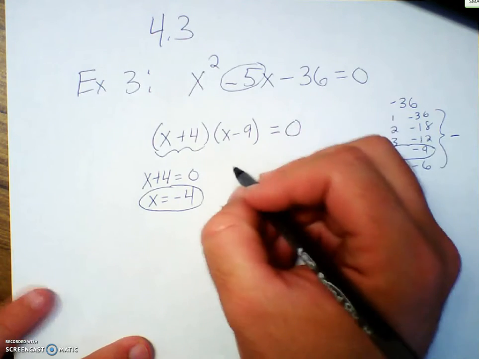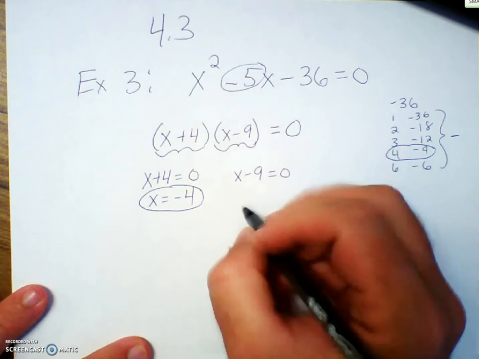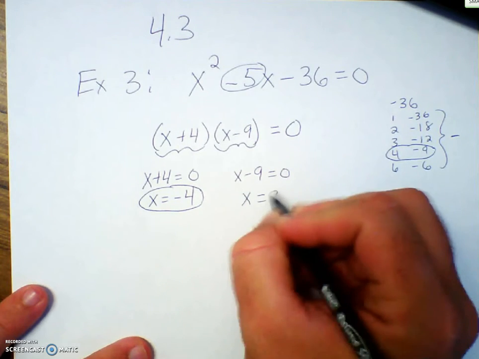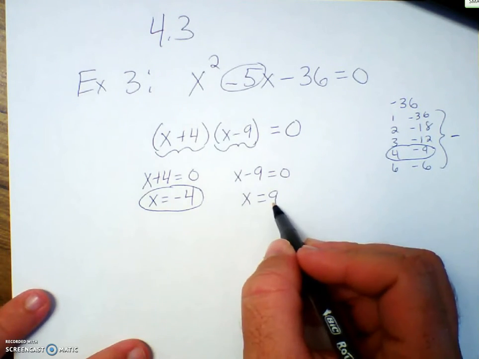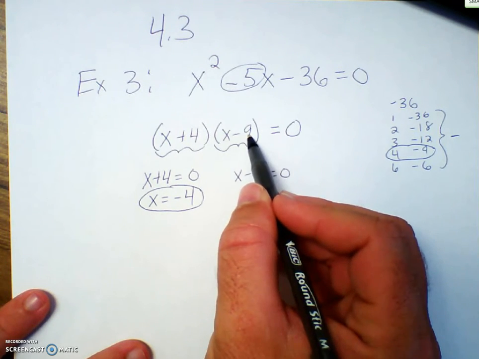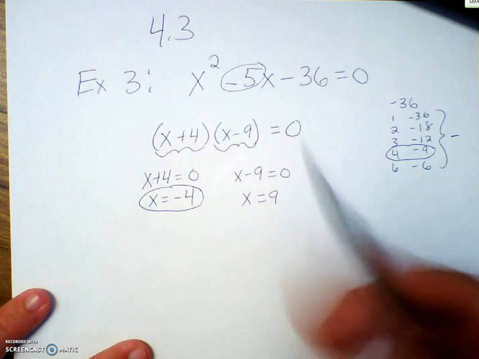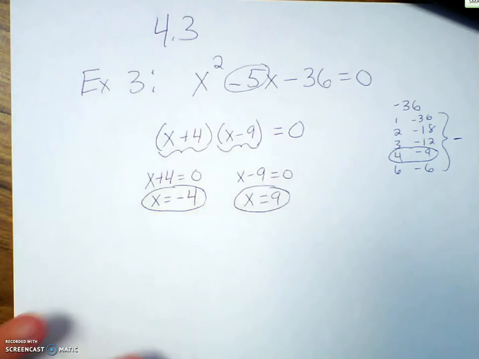Same thing for this one. If I set this equal to 0 and solve, and I add the 9 over, you get +9. When you plug 9 into this x, 9 minus 9 is 0. 9 plus 4 is 13, and 0 times 13 is 0. So that's my other solution. So that is all you do to solve.